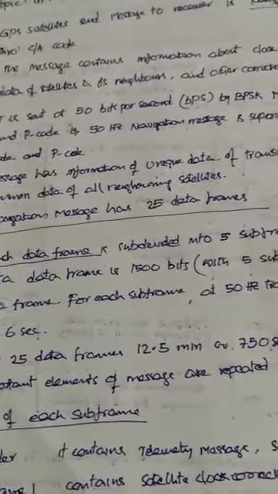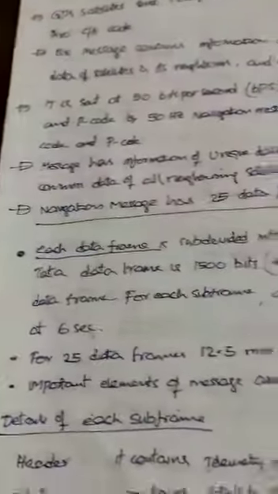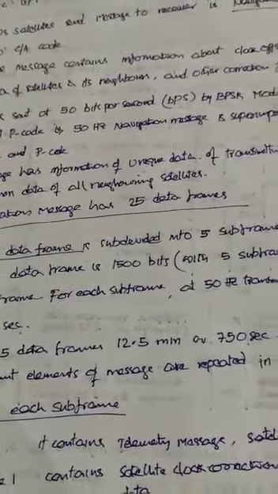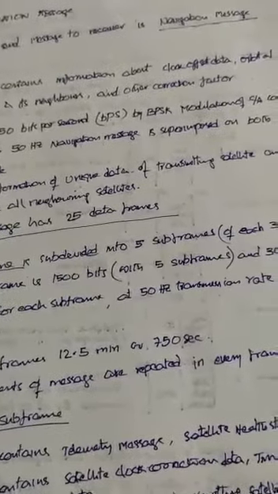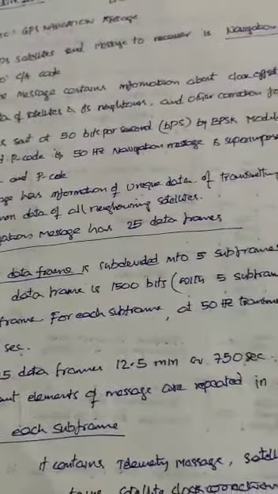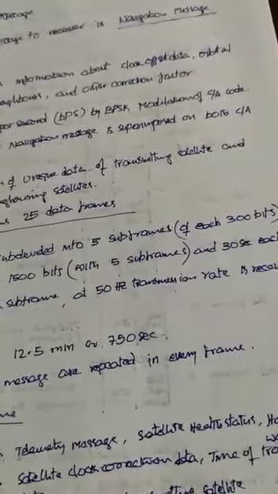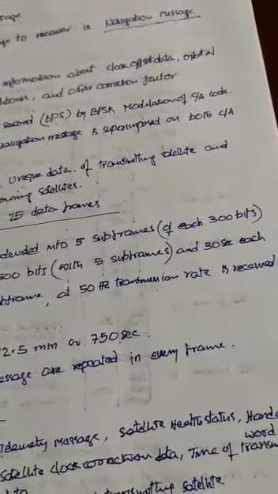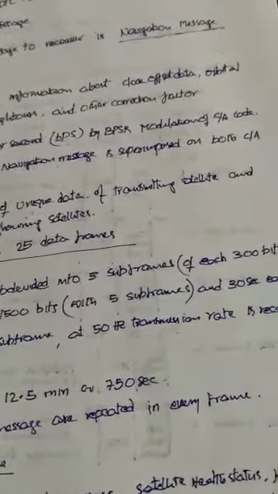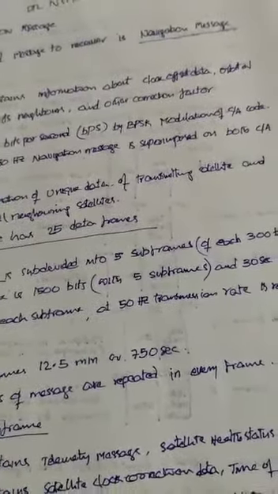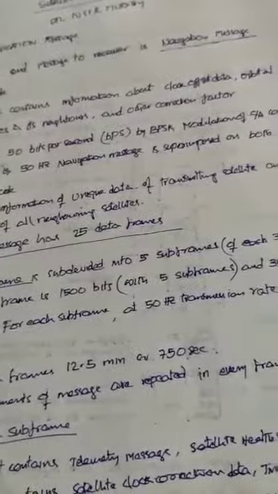So normally the navigation message has 25 data frames in it. Out of these 25 data frames, each data frame is subdivided into 5 subframes. Each subframe is 300 bits, so the total data frame will have 1500 bits length with 5 subframes. Each subframe takes 6 seconds to transmit, and a total of 30 seconds for one frame. Like that, 25 frames of data will be communicated.